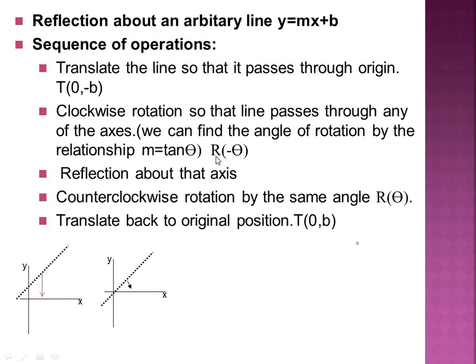After performing clockwise rotation, now this line will coincide with the x-axis, and then you will perform the reflection about the x-axis. Yes, this is the reflection about the x-axis. After translation and rotation, the line will coincide with the x-axis and you will simply perform the reflection about the x-axis.